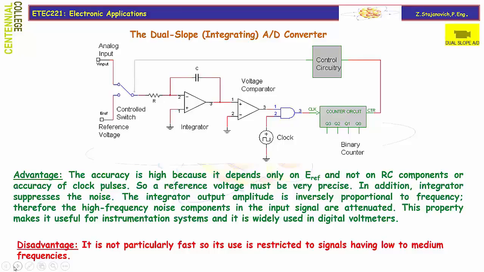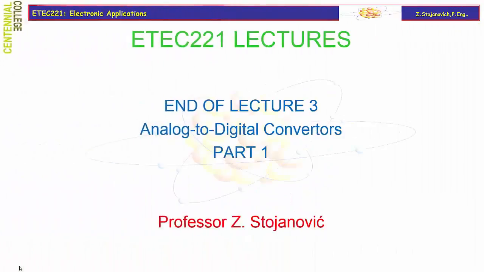In addition, the integrator suppresses the noise, the high-frequency content. The integrator output amplitude is inversely proportional to frequency. Therefore, the high-frequency noise components in the input signal are attenuated. This property makes it useful for instrumentation systems, and it's widely used in digital voltmeters. The principal disadvantage is that it's not particularly fast, so its use is restricted to signals having low to medium frequencies. And that will be the end of lecture 3, part 1.